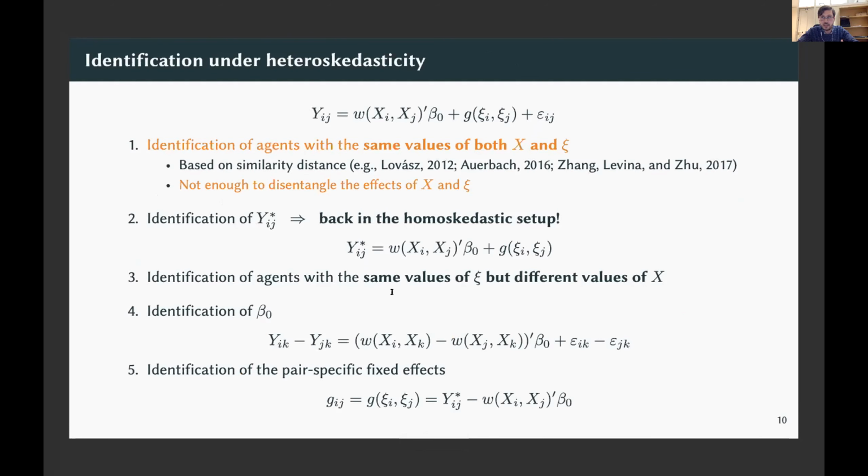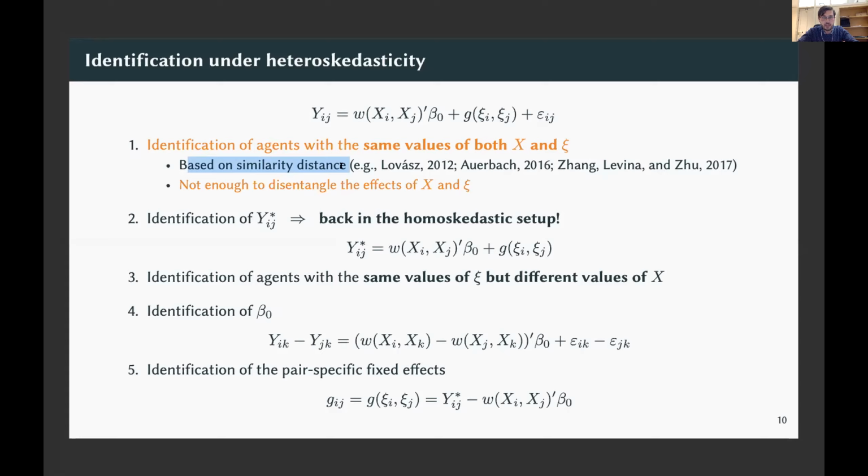So specifically, this identification scheme becomes a little bit more involved. There are multiple steps. The first step is about identification of agents with exactly the same values of both x's and xi's. I'm not going to talk much about this step because this is not original to this work. People knew that it's actually possible to extract information from the network, using a certain concept, similarity distance or other related objects, and find agents with the same characteristics.